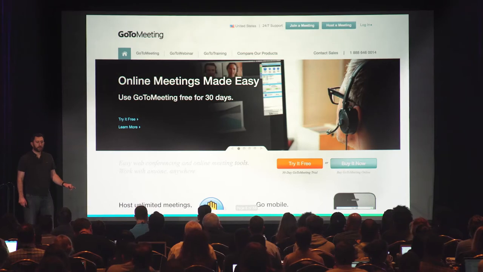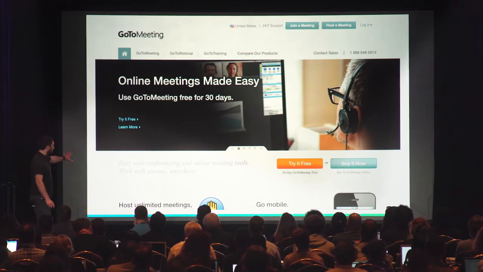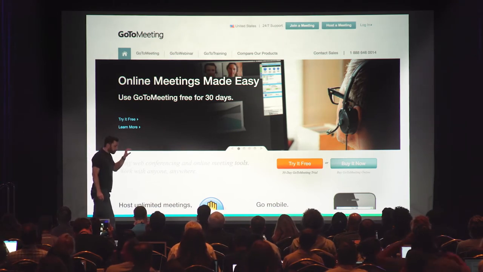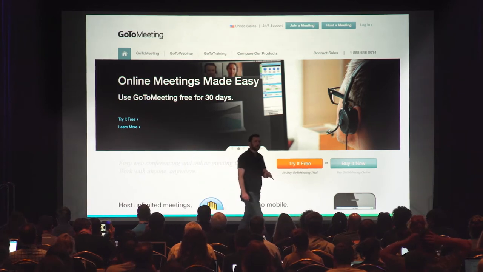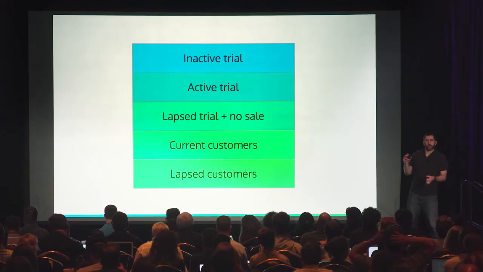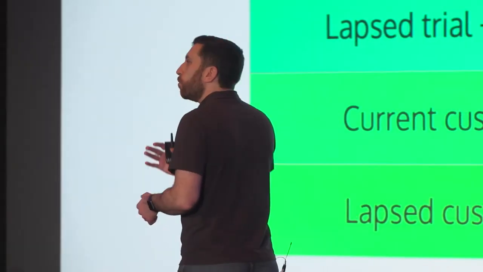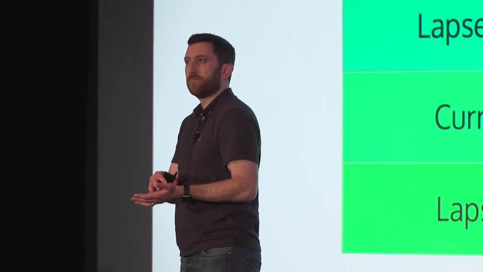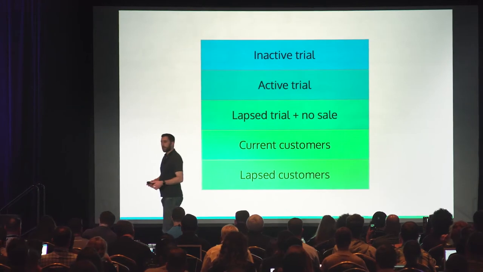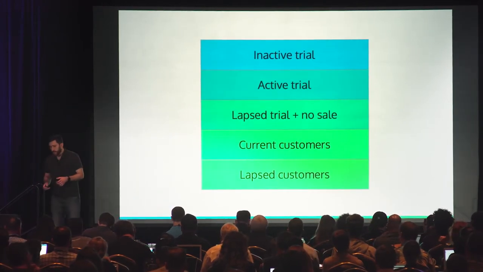So we did a survey. Specifically, we phoned up 5 different types of people. This is what the homepage looked like at the time. It's not the prettiest looking homepage, I'll be honest. And we knew that people were signing up for a trial, but only a certain percentage of them were converting to a paying customer. So we spoke to 5 different segments of people. We wanted to talk to people who were doing a trial, whether they had used the product or not, whether they'd done their first online conference or not. We also spoke to people who had done a trial but then didn't buy, and we spoke to customers and lapsed customers.